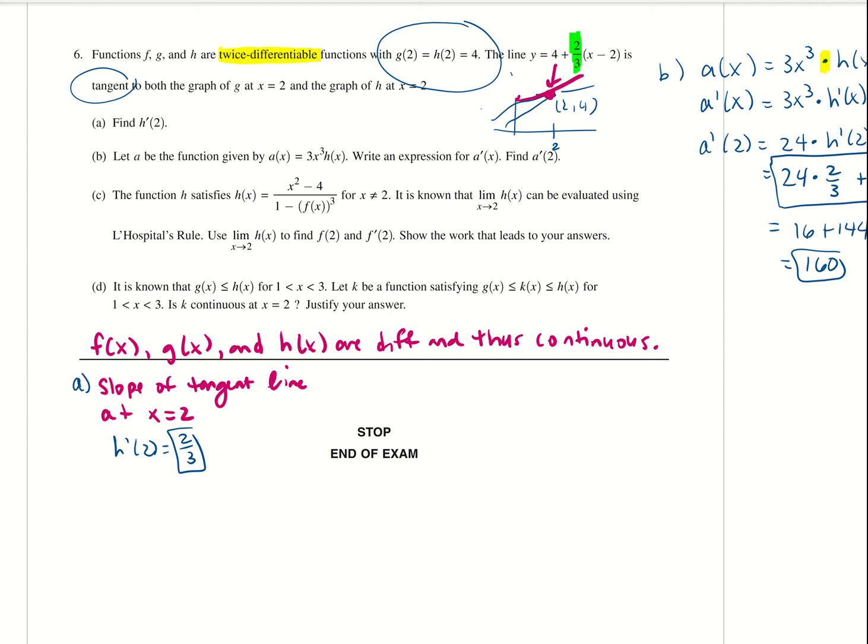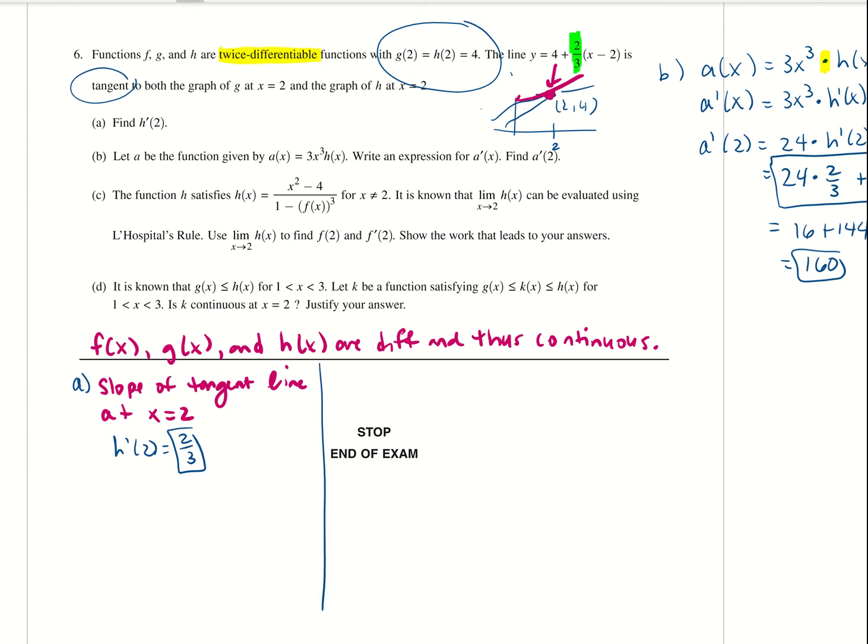It is known, however, that the limit as x approaches 2 of h can be evaluated using L'Hopital's rule. So that tells me that if I substitute in a 2 here, I would get an indeterminate form. I'm going to use the limit as x approaches 2 of h to find f of 2 and f prime of 2 and show the work that leads to your answer. Okay, there's a lot of stuff on this one, so let's see if we can break this down.